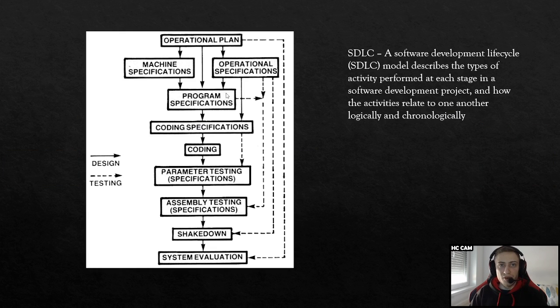For those of you who don't know what a development lifecycle model is, an SDLC model describes the types of activity performed at each stage in a software development project and how the activities relate to one another logically and chronologically. What you see on the left-hand side is the SAGE model, which is a sequential model. A sequential model means that the development activities are completed one after another.